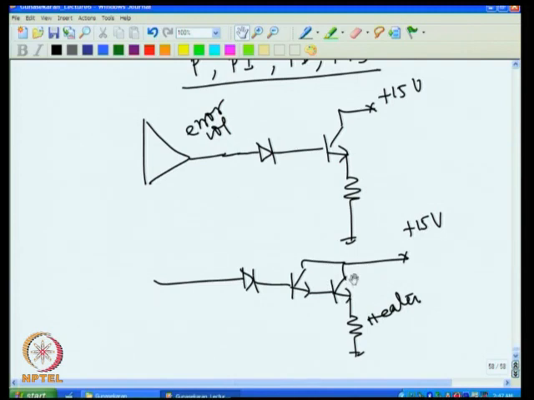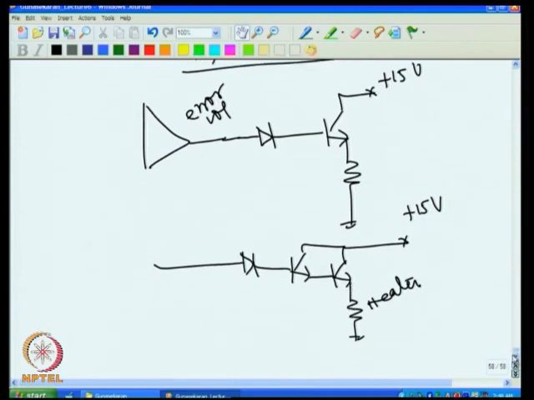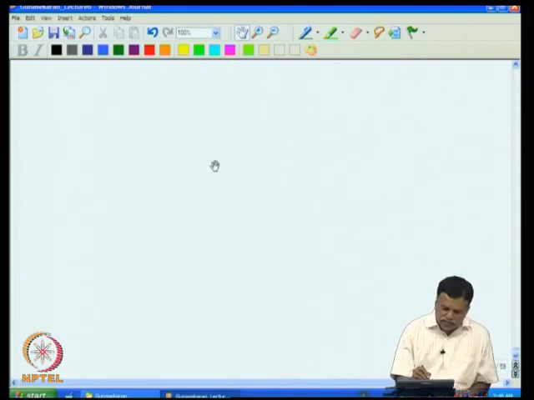Now this kind of heater drive works only for very low voltage, that is up to 15 volt, because if this is 15 volt, then this can go only to 14.4, minus 0.6 will be 13.8, minus 0.6 will come to 13.2. So heater voltage cannot go more than 13.2. For example, I cannot have a heater drive like this to drive high voltage.